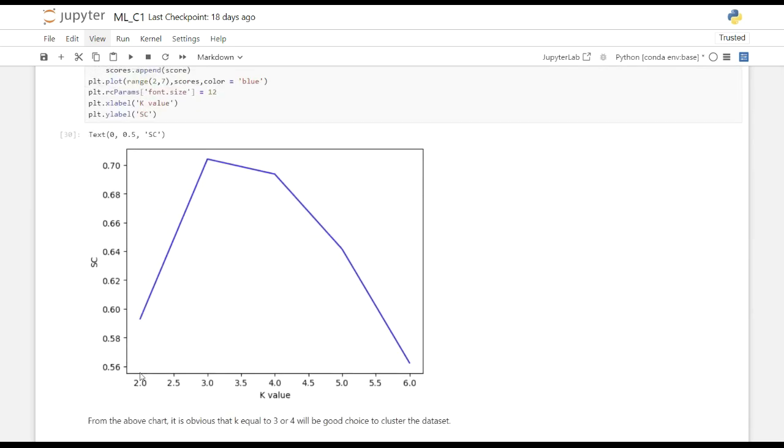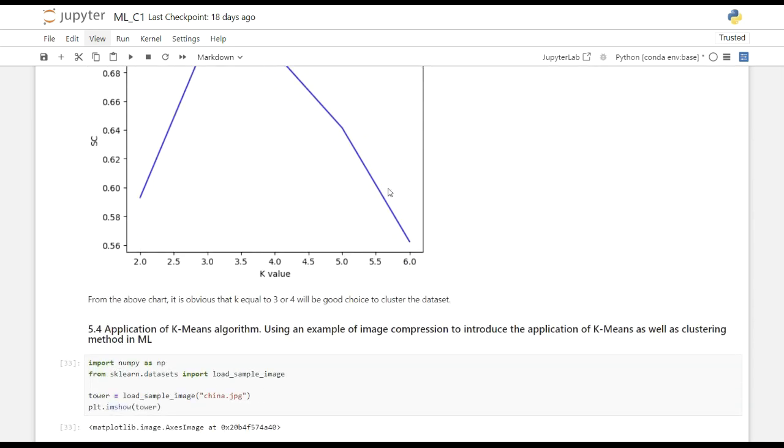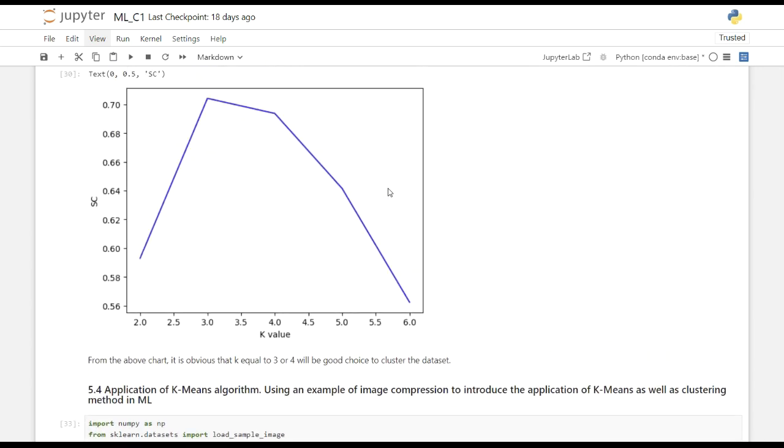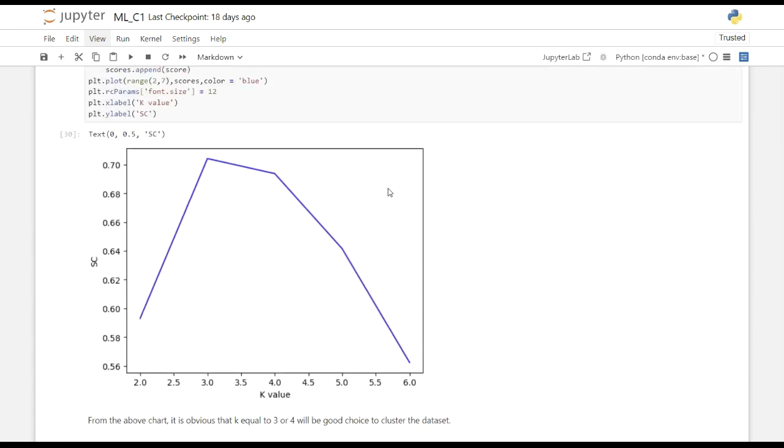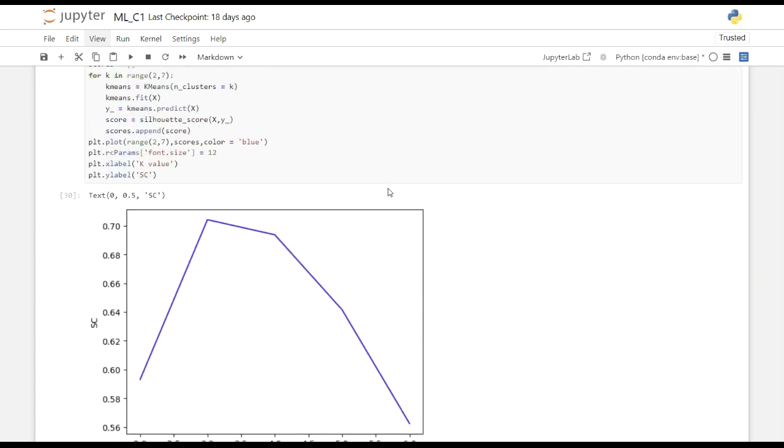And we find that when k is between 3 and 4, the silhouette score is highest. So it means it's better to cluster our data set into 3 or 4 clusters. So this example tells us the application of the silhouette score on the k-mean algorithm.